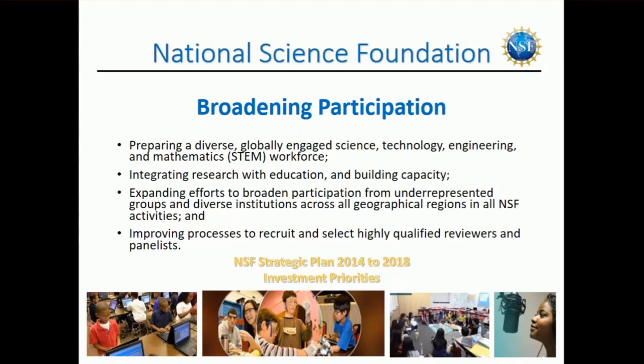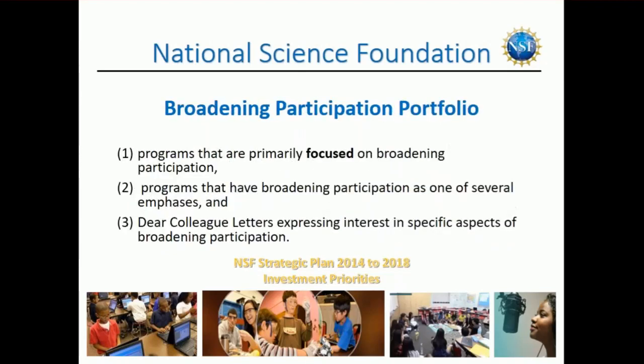such as the 4th bullet that you see here, which is about improving processes to recruit and select highly qualified reviewers and panelists. Again, we're looking for reviewers that represent not only broad expertise, but that really come from some of these underrepresented groups in STEM and work at diverse institutions. And these institutions, by the way, include informal science education institutions. It includes colleges and universities, community-based institutions. It's quite broad in the definition of diverse institutions, but we really want to build a really strong and diverse cadre in terms of our STEM workforce.